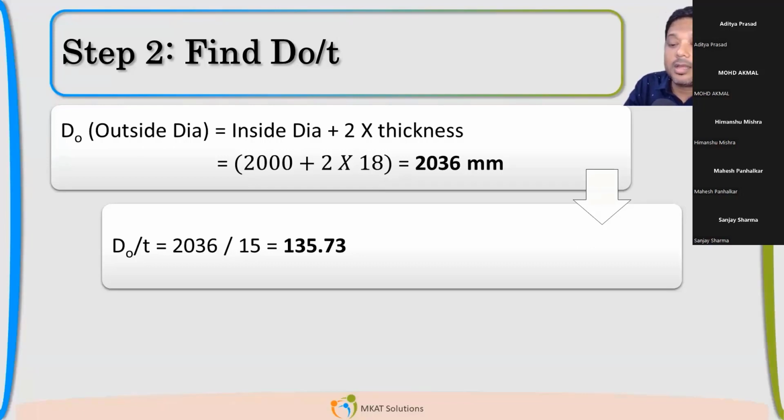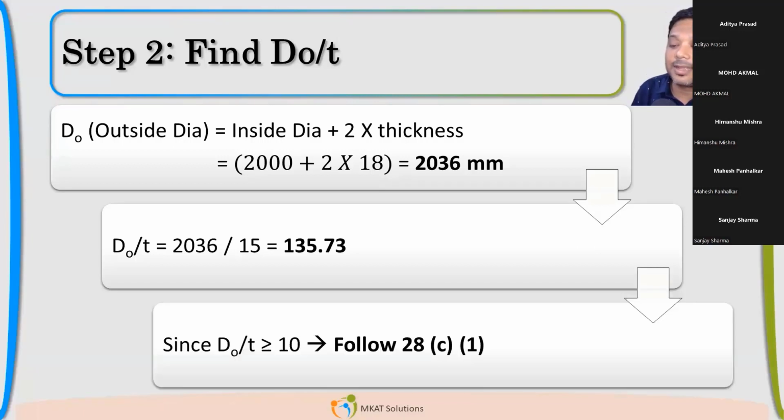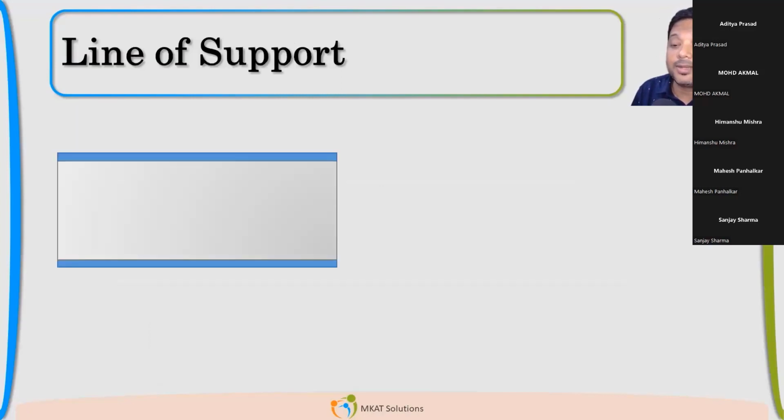Okay. So we have D naught by T. What other ratio I need to find? That is L by D. So see, now based on D naught by T, I will be able to find that methodology 28C1, which we used already started, but now it is complying that, okay, we are following, and now we can go to the next one. So now see, the next step is to find L by D.